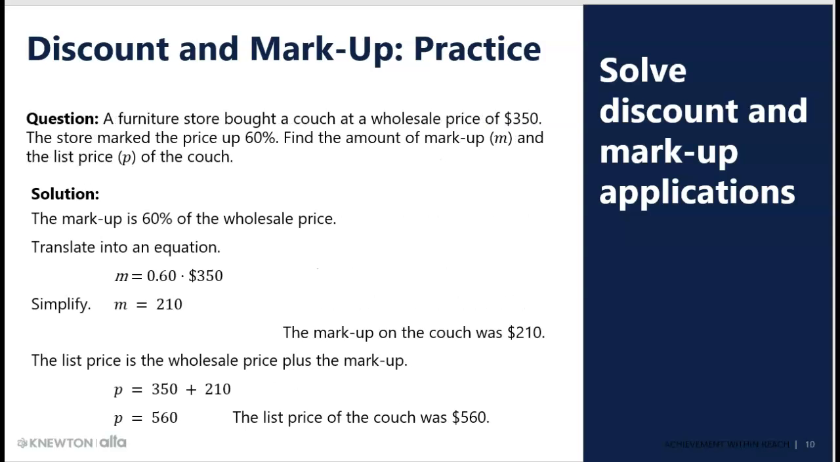Another example. A furniture store bought a couch at a wholesale price of $350. They want to mark it up 60%. I guess the markup on furniture actually is pretty high. Find the amount of the markup and the new price of the couch, the list price, meaning what they're going to retail it for. 60% is 0.60. You multiply that by the wholesale price, you get a markup of $210. $350 plus the markup gives you the $560 list price.